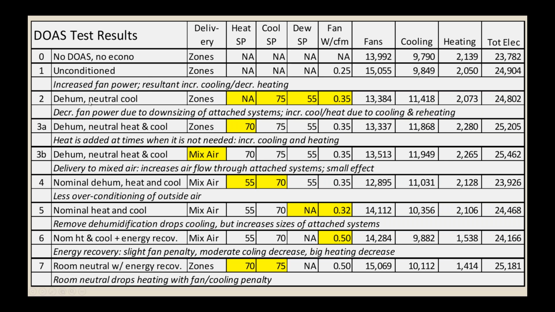So in the second scenario, now we're adding some actual conditioning in the DOAS, dehumidifying and cooling to a room neutral condition. So the cooling set point is 75, and then the dew point set point is 55. Again, the fan power goes up a little bit due to the coils.